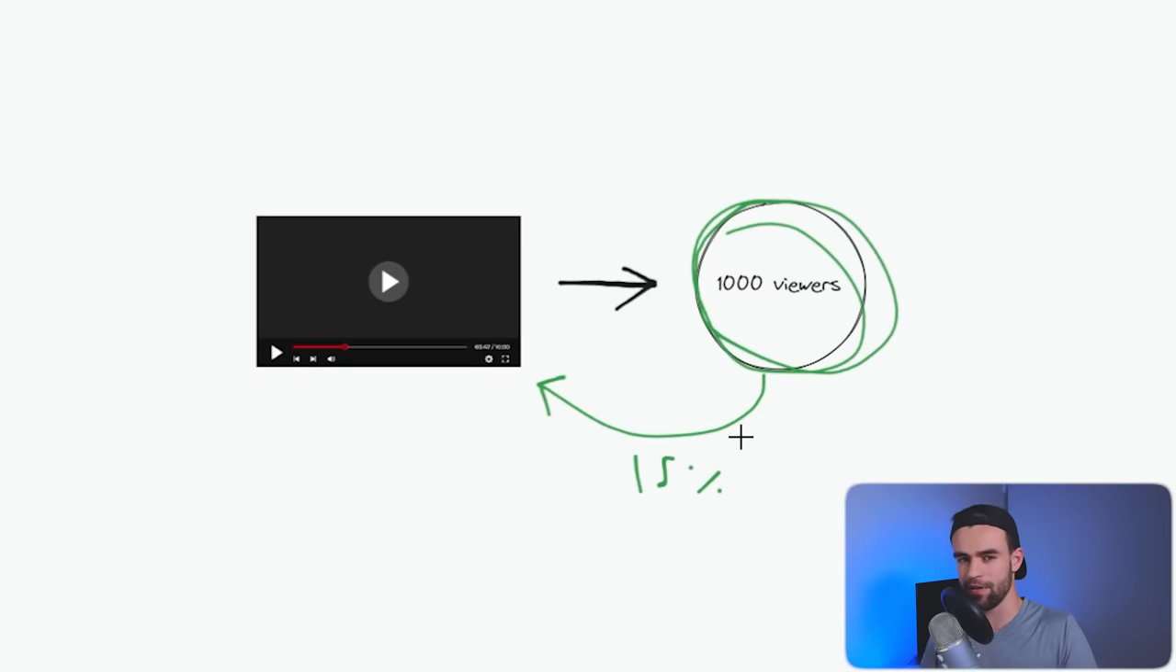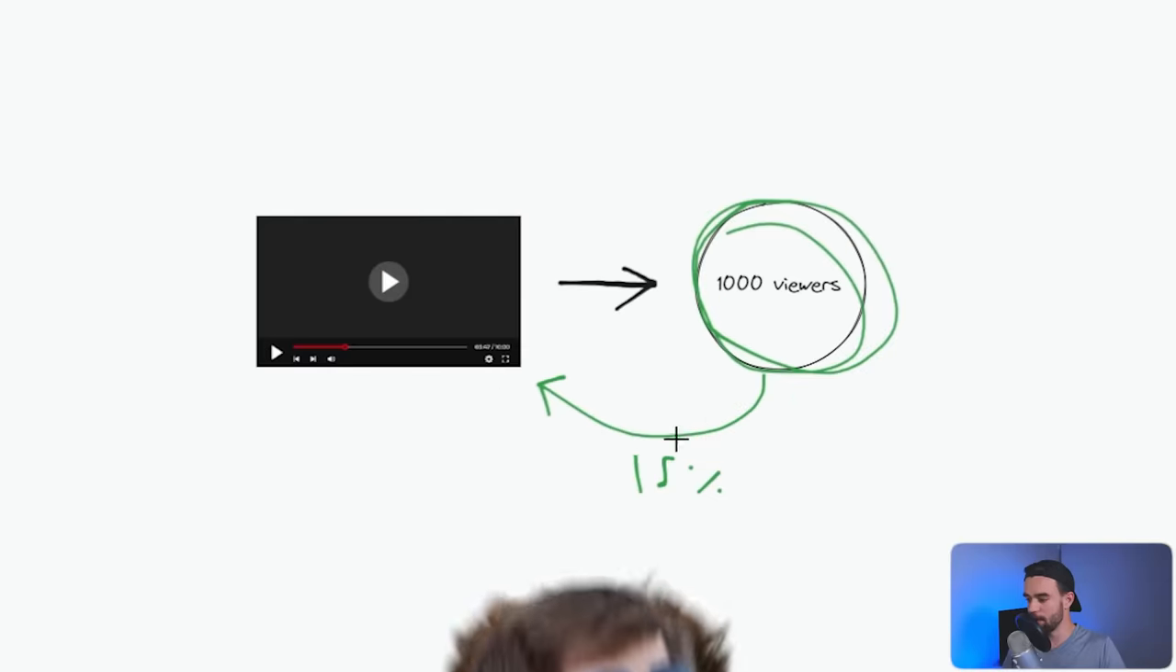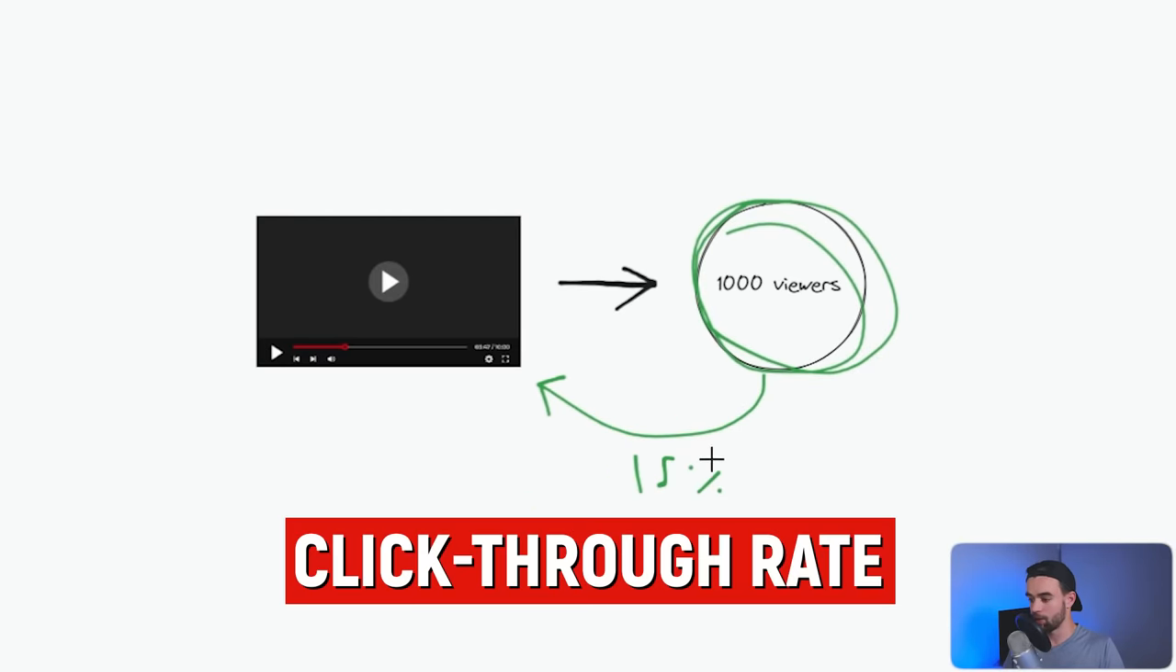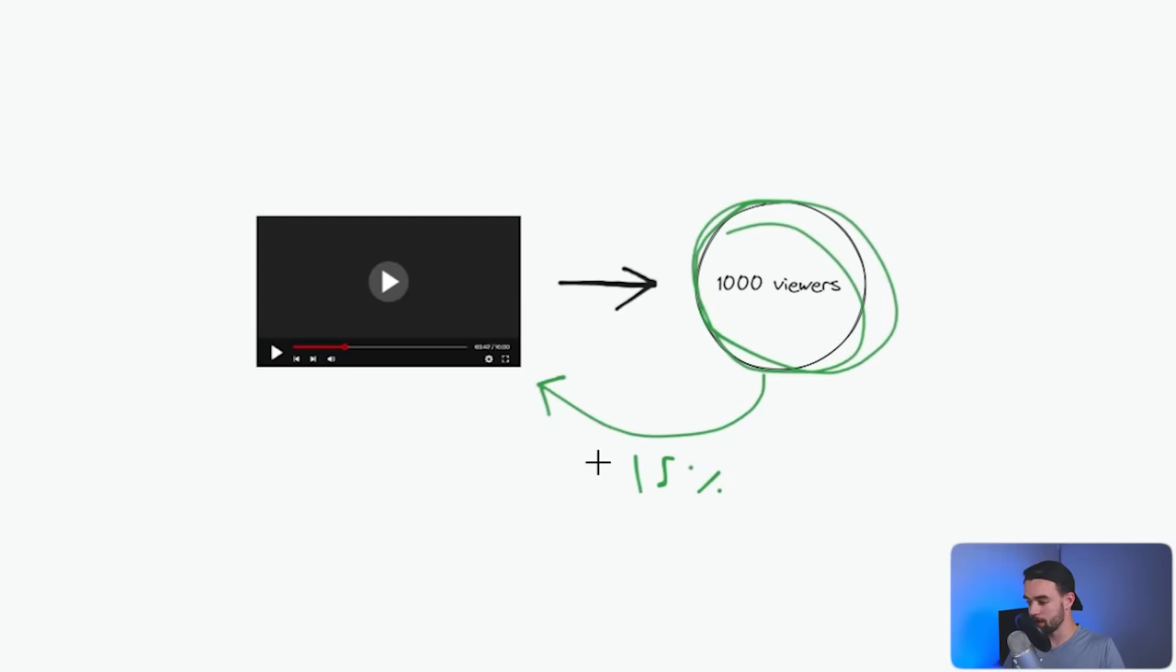Now you might think only 15% of 1,000 people, but a 15% click through rate is actually pretty good when you consider that you're competing against the likes of MrBeast, Ryan Trahan, Arak, etc. Now this 15% of people who clicked would be our click through rate. And so if we have a click through rate of 15% and YouTube sent our video to 1,000 viewers, that means we are going to have 150 views.